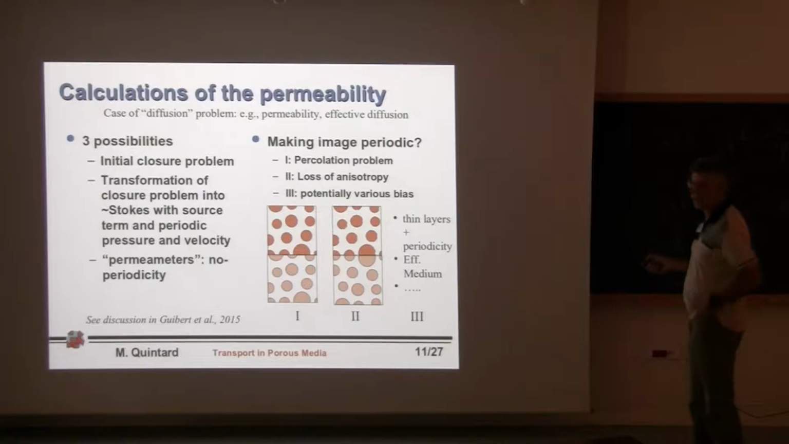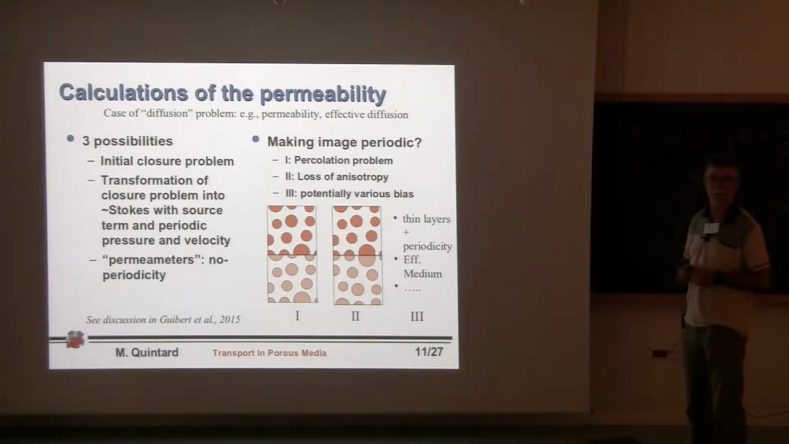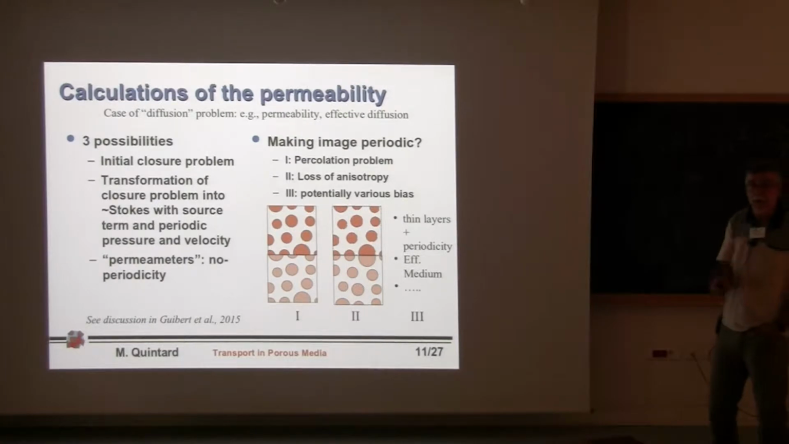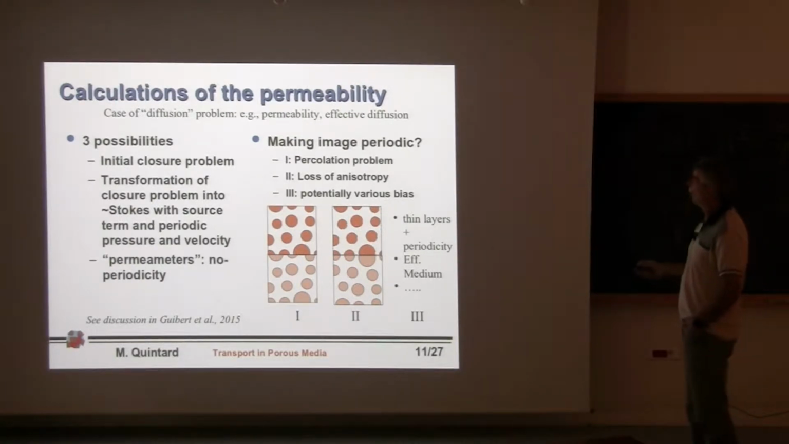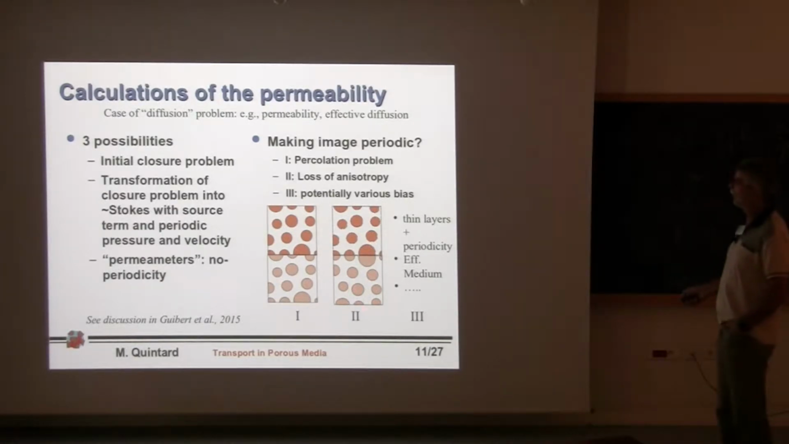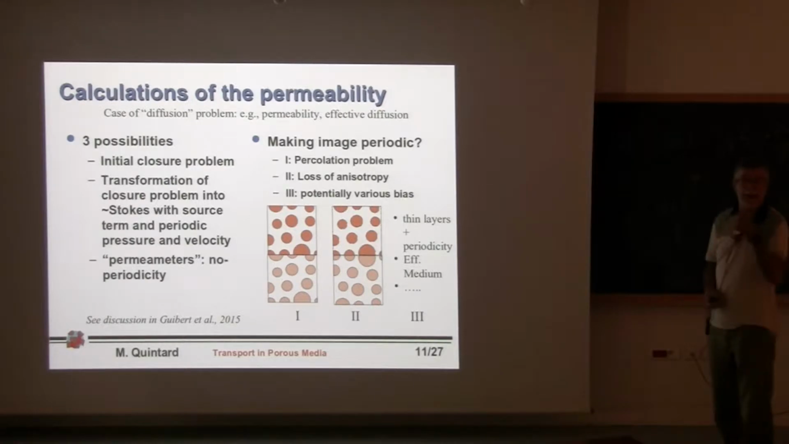First, you may say, well, I want to stick to the periodic paradigm, and therefore I will make the image periodic. And there are many ways to do that. For instance, you can just translate the image, so it will essentially become periodic. But if you do that, you may come up with percolation problems, which is often the case. Or you can do, for instance, a mirror image. But the mirror image essentially will change the anisotropy properties of the system.